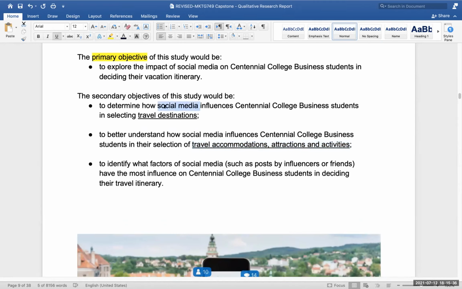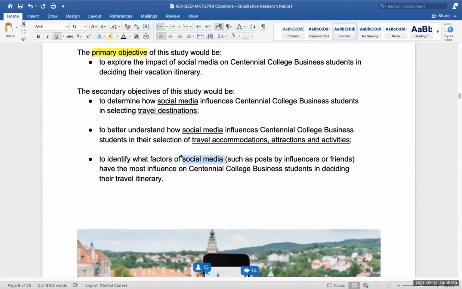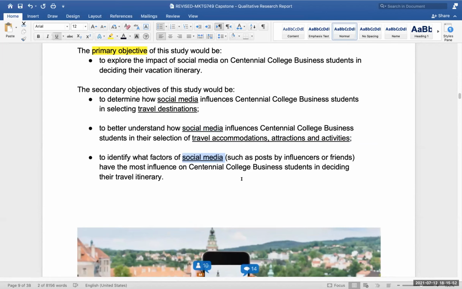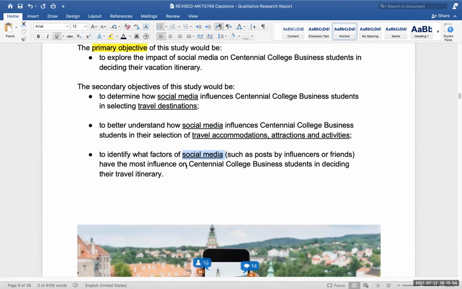The first variable is social media. The second variable is destination. The first variable is social media. The second variable is selection of travel accommodations, attractions, and activities. The first variable is social media. The second variable is influence.